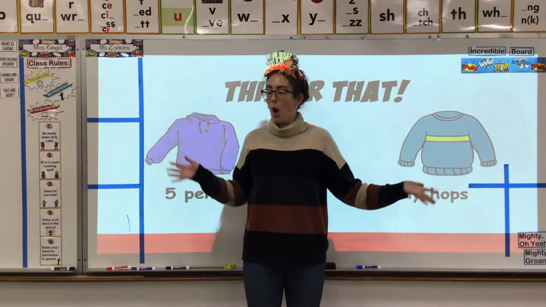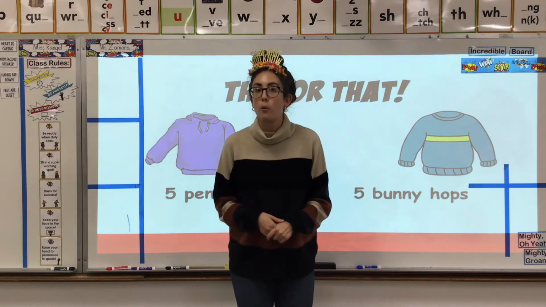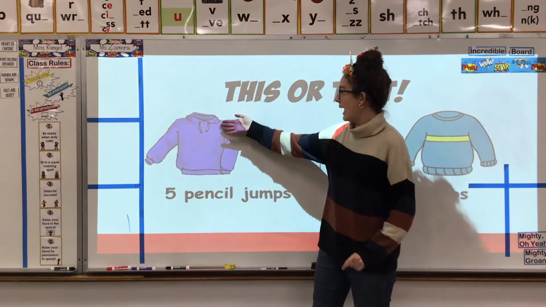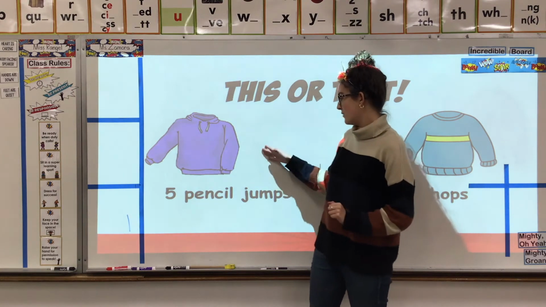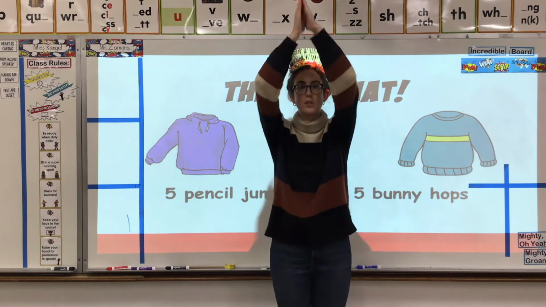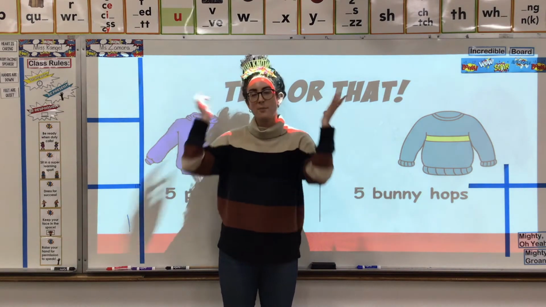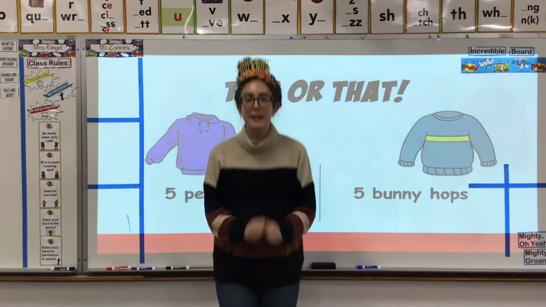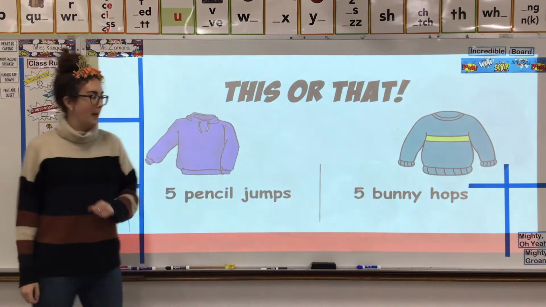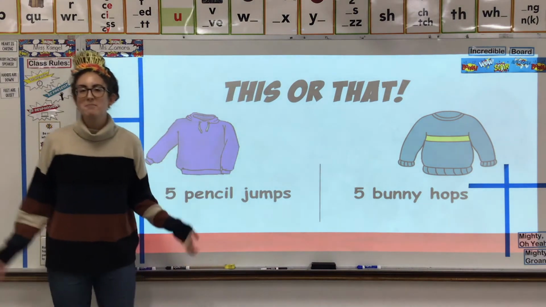So second grade, which of these 2 options do you prefer? Do you like to wear more a hooded sweatshirt, so a sweatshirt that's got a hood? If so, you're going to do 5 pencil jumps. Or do you prefer to wear a sweater, something that doesn't have a hood? If so, you're going to do 5 bunny hops. So what would you pick? A hooded sweatshirt or a sweater? What's your choice?